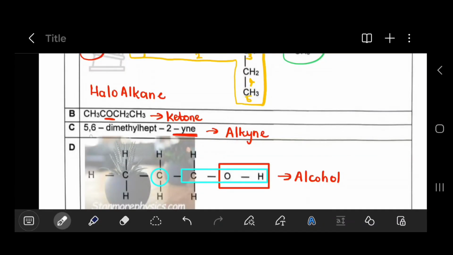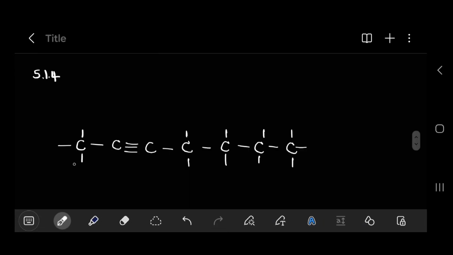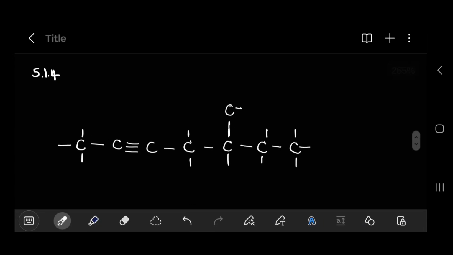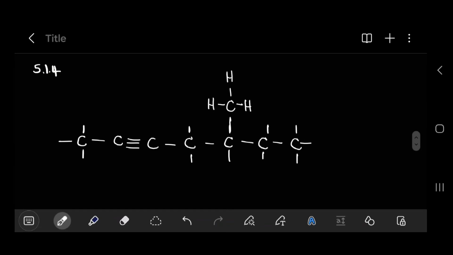We've got 5,6-dimethyl, meaning that on the 5th as well as the 6th carbon atom, there are going to be methyl branches. So since I've worked left to right with the numbering, I'm going to work the same way. So on 1, 2, 3, 4, 5, I'm going to put the methyl branch at the top. And just for the sake of having enough space and my compound doesn't end up being too squashed up, I'm going to put the methyl branch for the 6th carbon at the bottom.